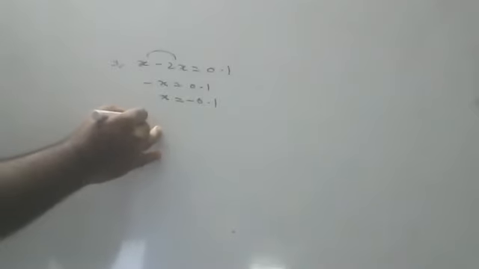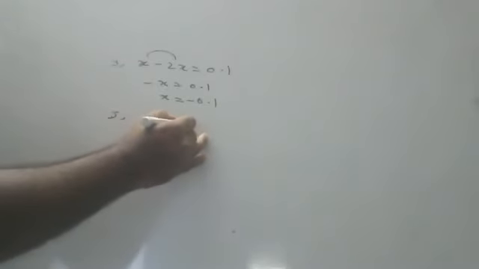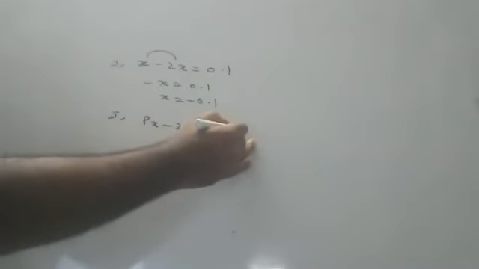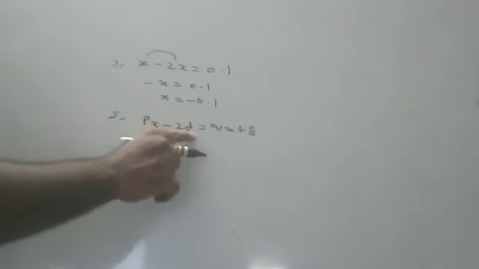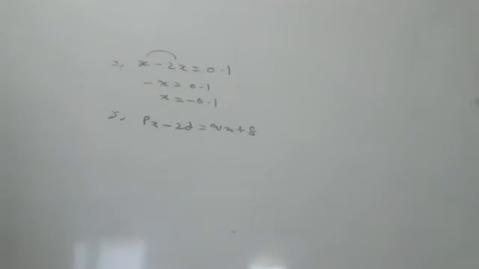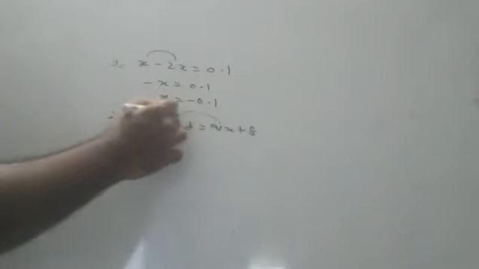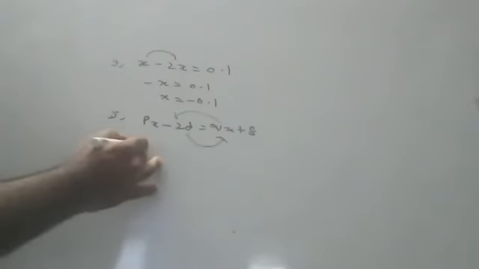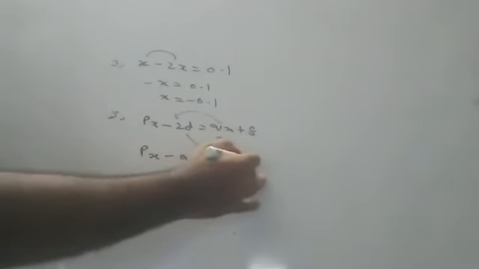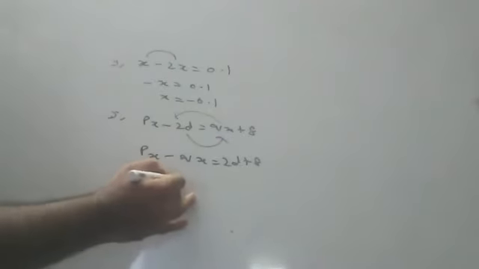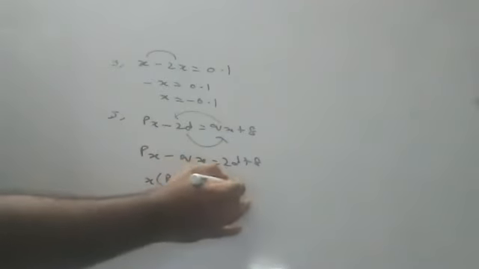Okay, fifth one, children. px minus 2d is equal to qx plus 8. Make x the subject. You may ask, sir, I will make d the subject, then you are mistaken, children. You can make d the subject also. Here I am asking x. Bring x's onto one side. When you bring like that, px minus qx is equal to 2d plus 8. Take x as common. x times p minus q is equal to 2d plus 8.